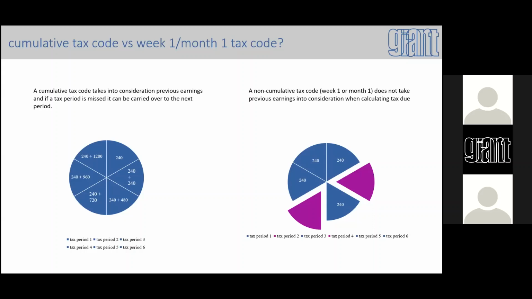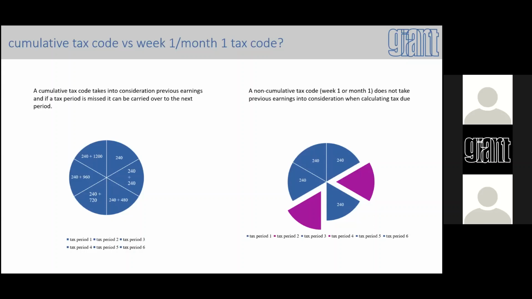This will continue for however many weeks you do not receive payment. So on a cumulative tax code, if you go 10 weeks without receiving payment, you will eventually receive the benefit of 10 weeks multiplied by the £240 tax-free allowance, which produces a large tax allowance. And until you have used all tax-free totals, you will not see tax deductions.